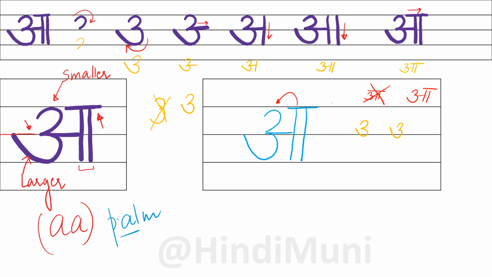And another thing to note, the upper part is a bit smaller than the lower part, and this tip is at the same level as the horizontal line. So this is Aa, and it is generally transliterated with a double A.